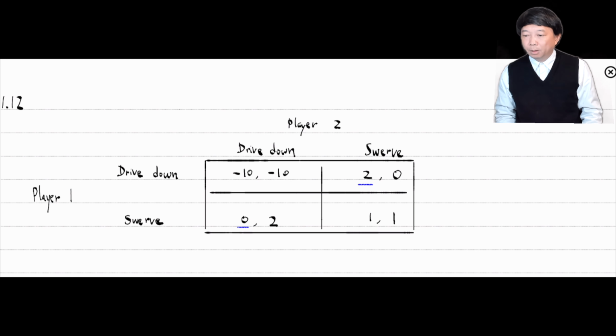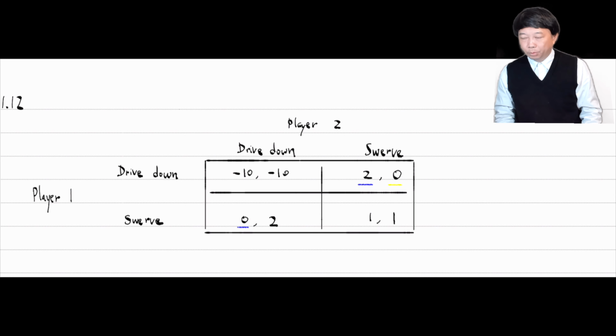Next, we figure out player 2's strategy. Suppose player 1 continues to drive down the row. Player 2 gets -10 if he also drives straight and gets killed. He gets 0 if he swerves.